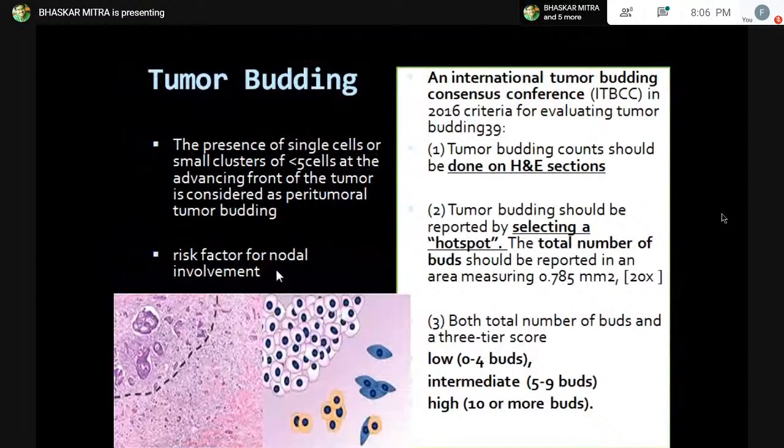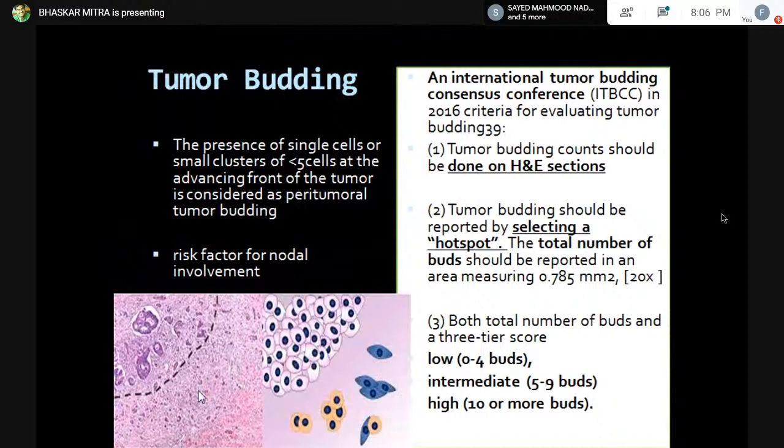By definition, it is the presence of single cells or small clusters of cells, defined as fewer than 5 cells, that is up to 4 cells, at the advancing front of the tumor, considered as peritumoral tumor buds. This signifies an increased risk for nodal involvement. Suppose this is the tumor on the histological side. We have to arbitrarily draw a line through this, and then look for these small tumor buds, that is 1 to 4 cell clusters, beyond this.